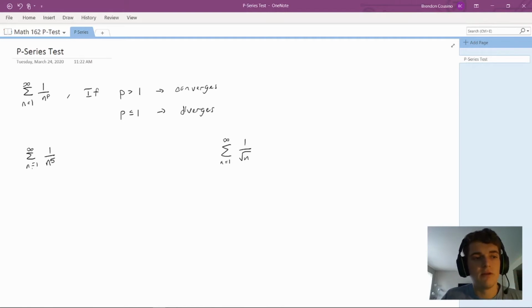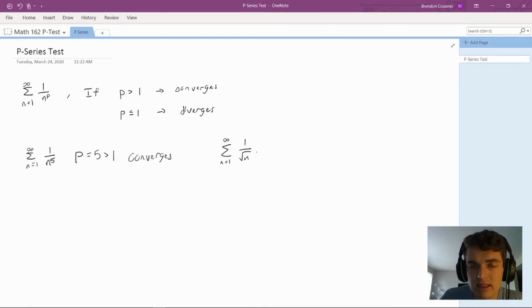So our first example, we have the summation of n is equal to 1 to infinity of 1 over n to the fifth. So here our p is equal to 5, which is greater than 1, which tells us that our series converges. Okay, so that's easy enough. Now let's go ahead and go to the second example.